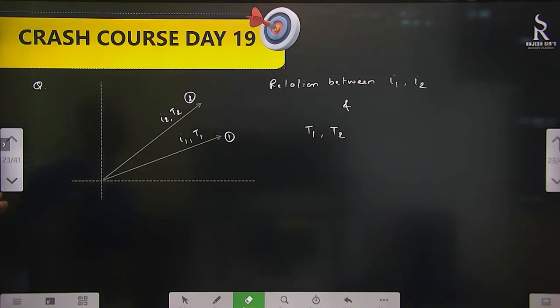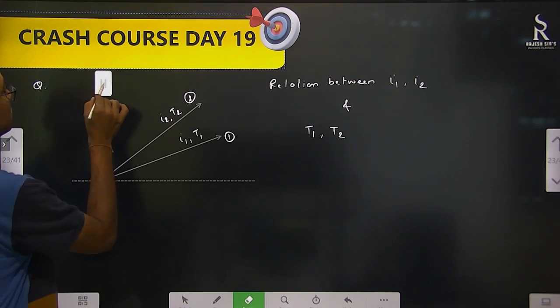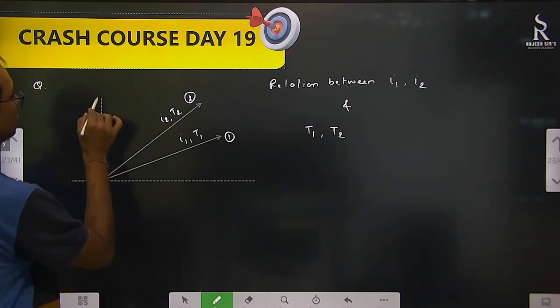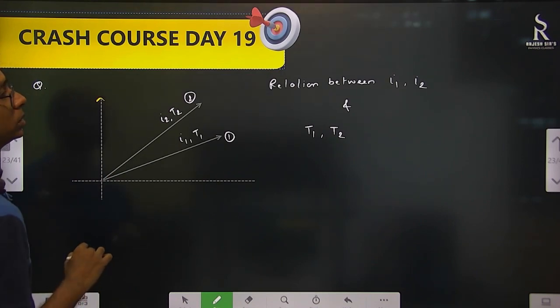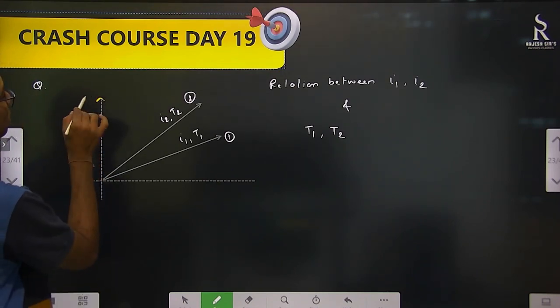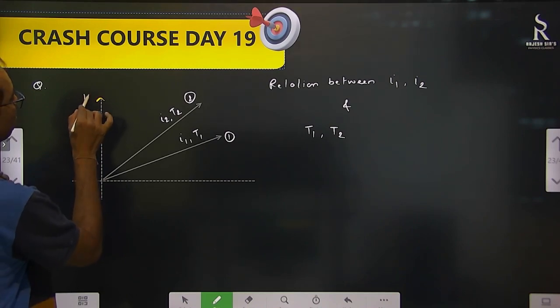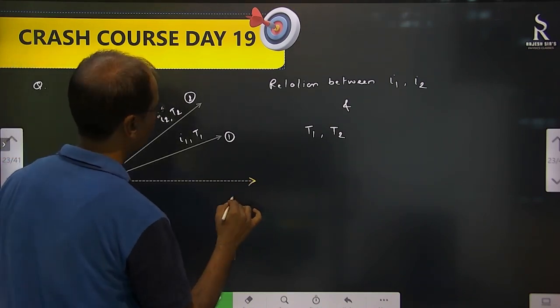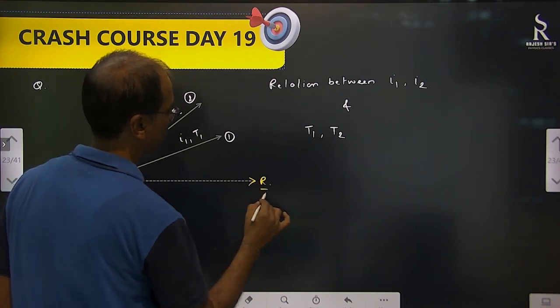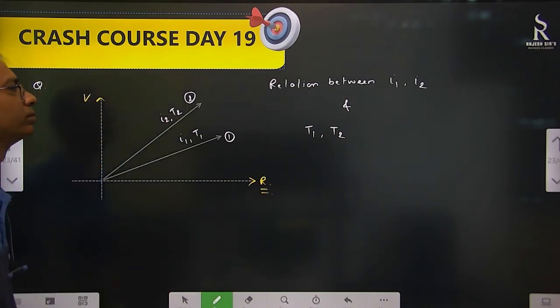Relation between I1, I2 and T1, T2. Now see this, what it is. Suppose this we'll say is I1, and I2 is being asked. So V is this and R is this. So it's based on Ohm's law. Okay, Ohm's law is what?